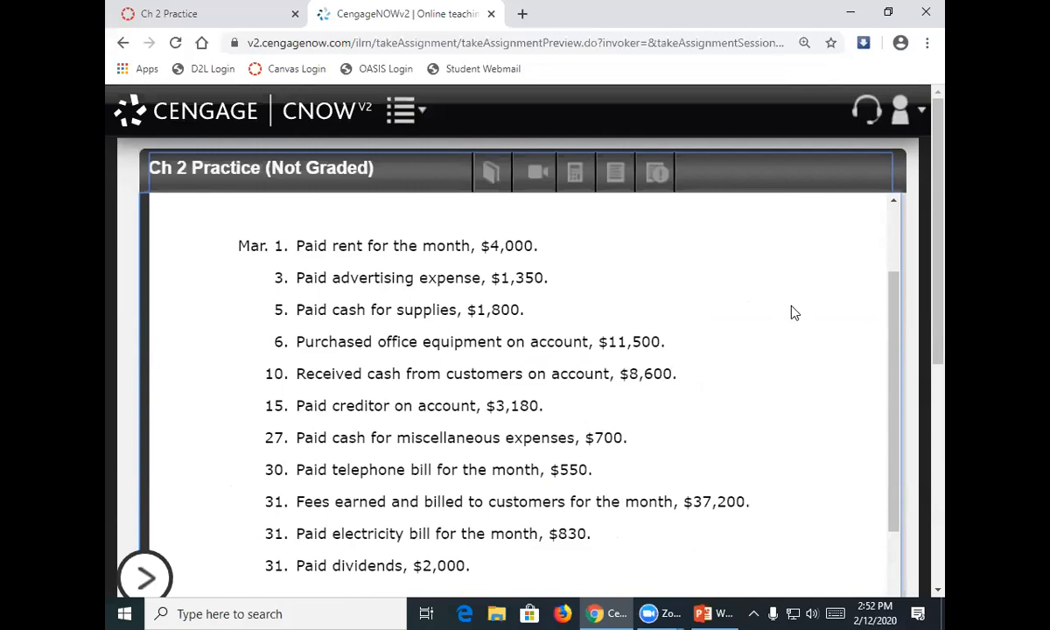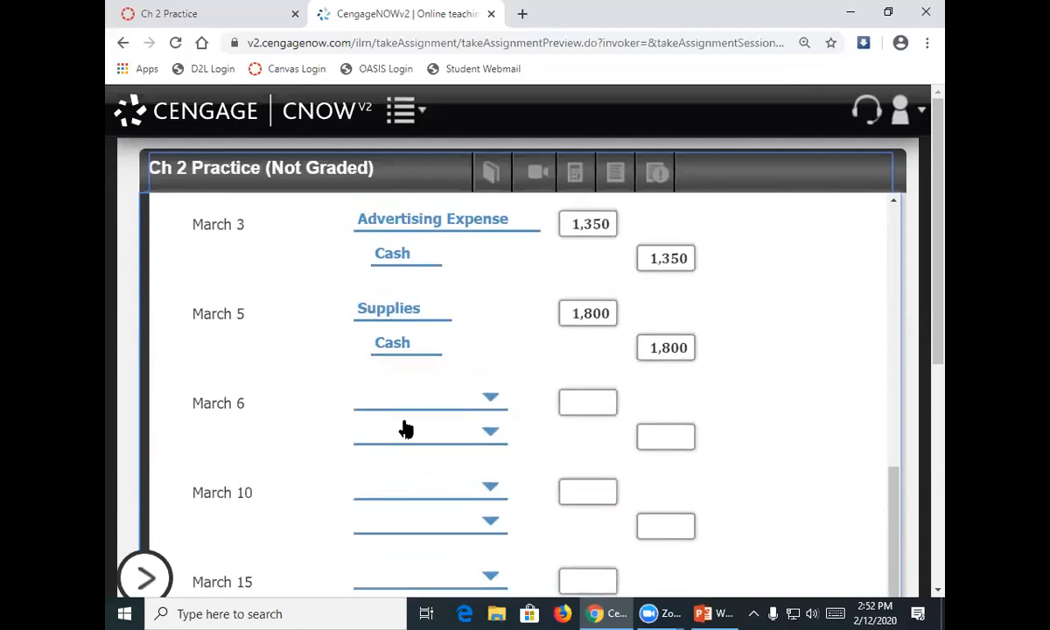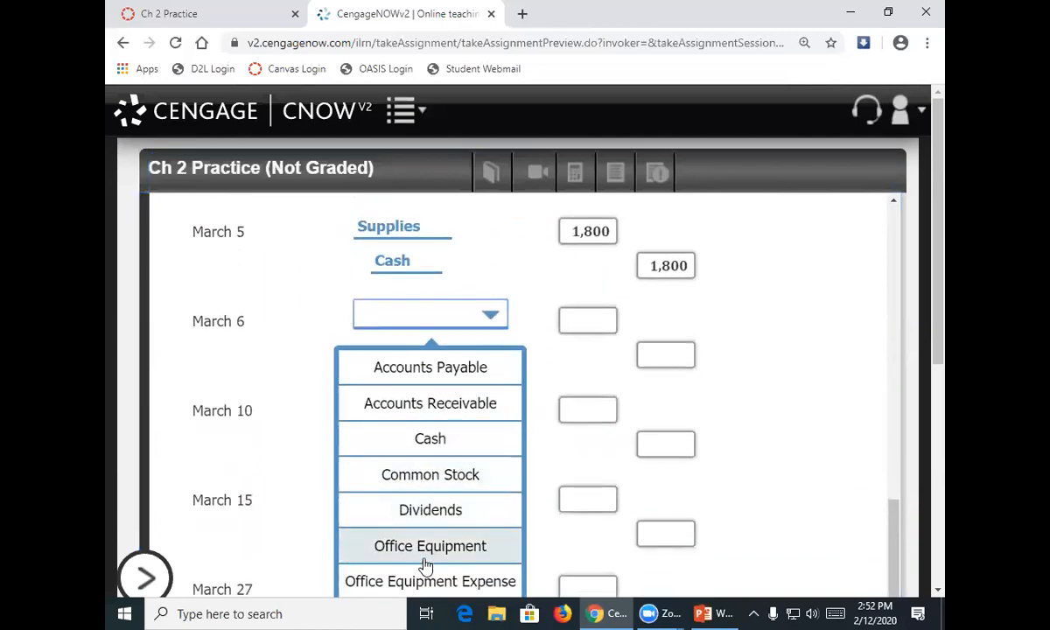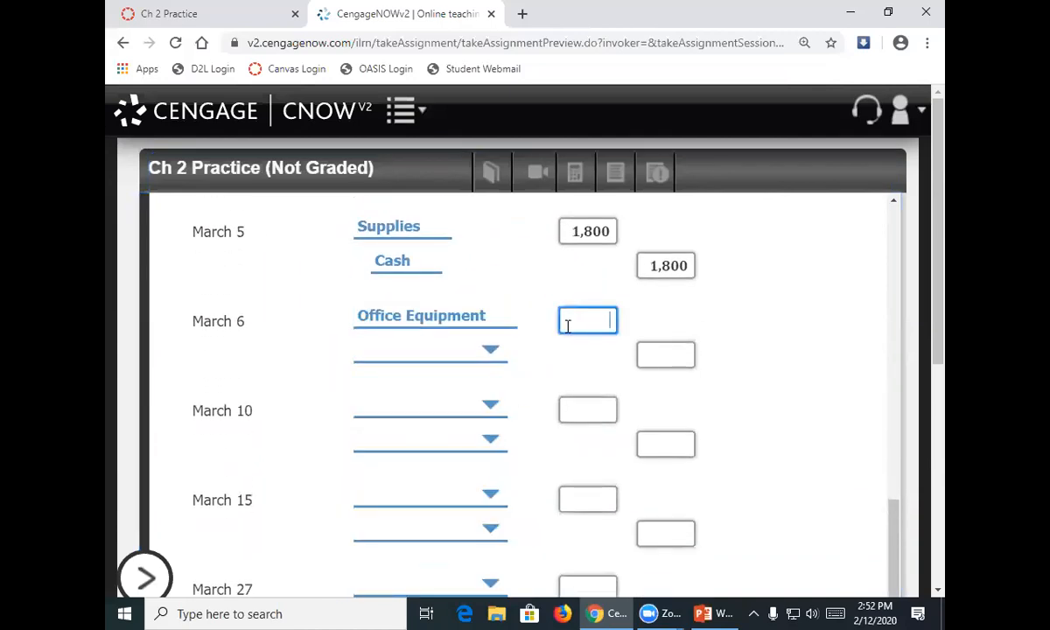An asset. An asset, good. Is it increasing or decreasing? Increasing. So if we have the asset office equipment increasing, debit or credit? Debit. Debit, good. So when we purchase office equipment, just like we purchase supplies, we're going to debit that asset account, office equipment.